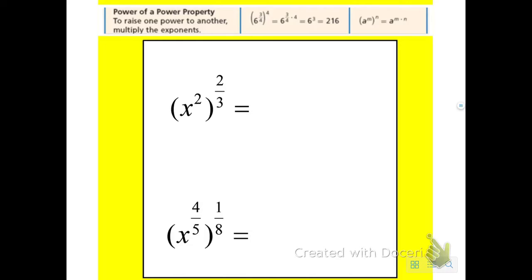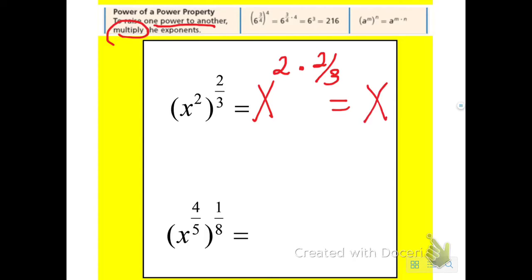Okay, this is the power of a power. If I'm raising one power to another power, I'm going to multiply the exponents. So here I've got x squared raised to the 2/3 power. So I'm raising a power to a power, which tells me to multiply my exponents. I'm going to multiply the exponent 2 times 2/3. And remember, when we multiply exponents, we do not have to have a common denominator.